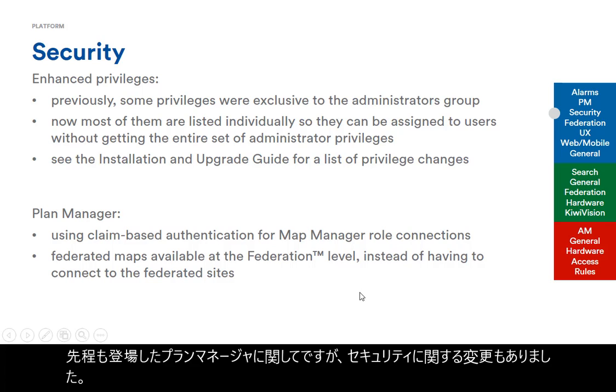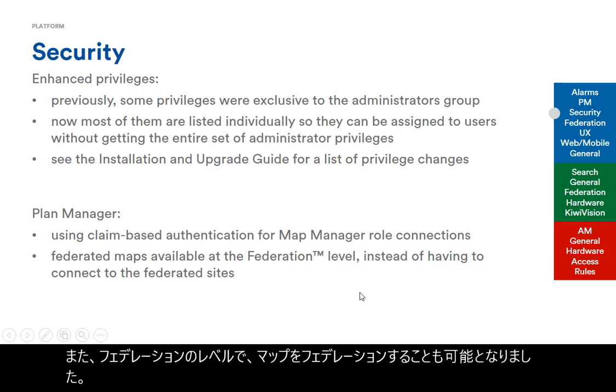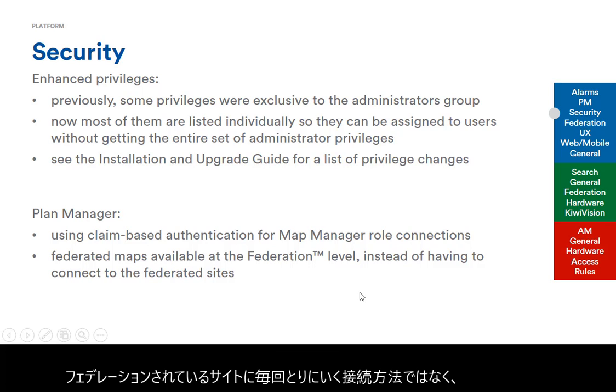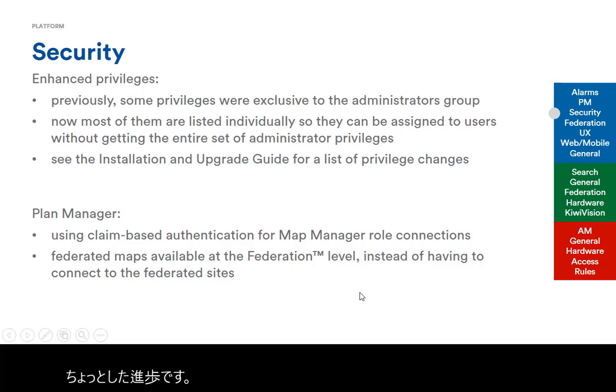As well, we were just looking at Plan Manager. There's a few things they've changed there. So in terms of the connections to the Map Manager role, we're now using claim-based authentication. And as well, another thing they've done for security is that the federated maps are available at the federation level. So instead of having to go all the way across and connect to the federated site, the user can get the map from the federation level and not have so much exposure to the actual federated site. So that's a nice little thing there.